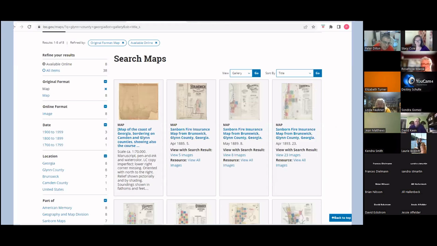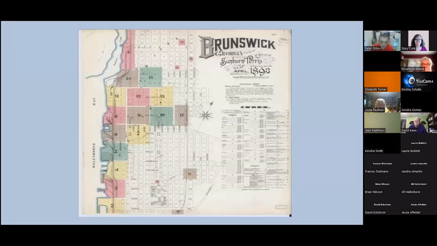What I did here is put in Glynn County, and this is an example of the results that came up. The first map here is really a navigational map. It dates from 1780, so I was not too interested in that. The other maps are these Sanborn Fire insurance maps. They made these maps for insurance companies, and they're quite detailed. I find them very interesting. They're really fascinating. So let's zoom in on one.